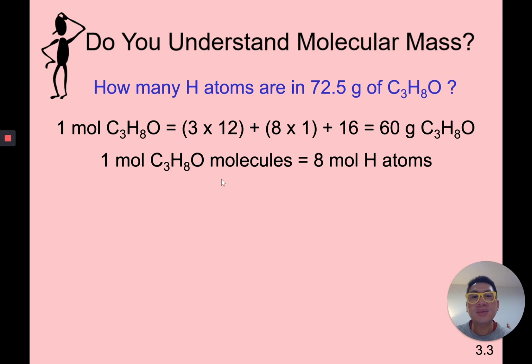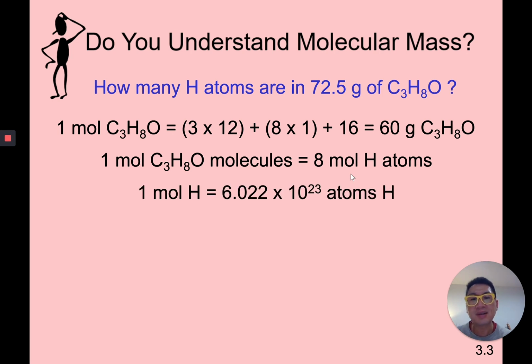1 mole of the thing weighs 60 grams, but 1 molecule of this thing also has 8 hydrogen atoms. It also has 3 carbon and 1 oxygen, but I only care about the hydrogen because the question is how many hydrogen atoms. 1 molecule of C3H8O has 8 hydrogen atoms. Notice I have 2 conversion factors now. 1 mole of it is to grams, and once I know moles of the stuff, I can change it to molecules, and if I have molecules, I can change it to number of atoms. Because I know 1 mole of anything is 6.022 times 10 to the 23rd atoms.